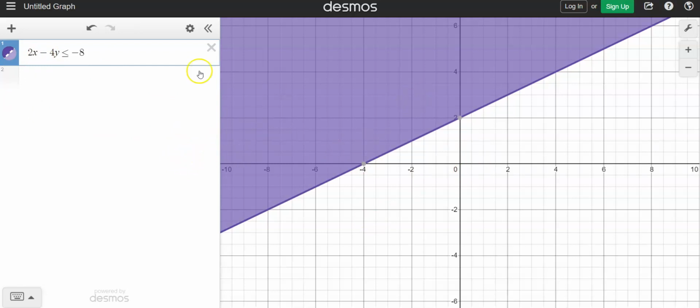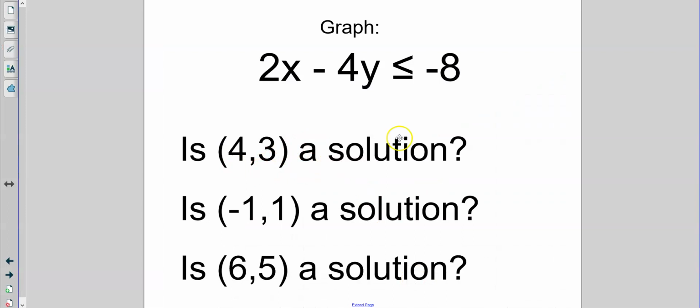So we have our shading, and then we will be able to recognize the graph. We'll be able to see what it looks like. And notice again that this is a solid line. So if we do end up with a point on the line, it is going to be included as a solution. So let's look at the points that we're asked about for this one.